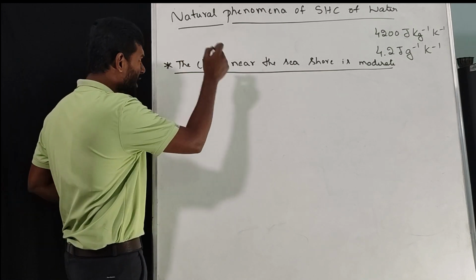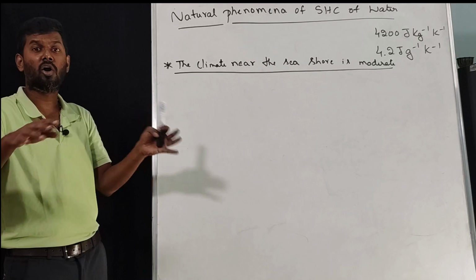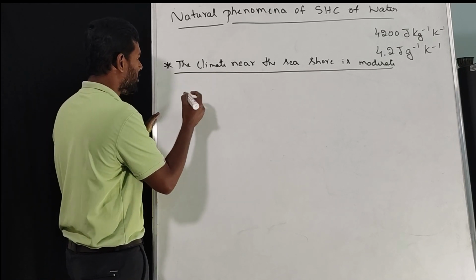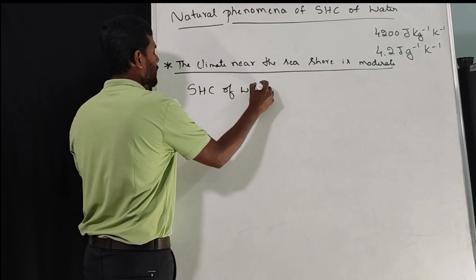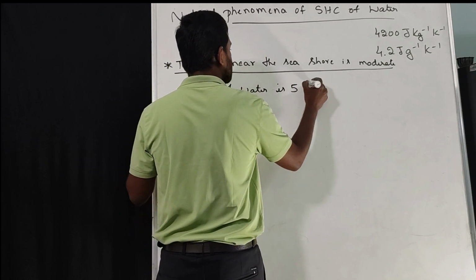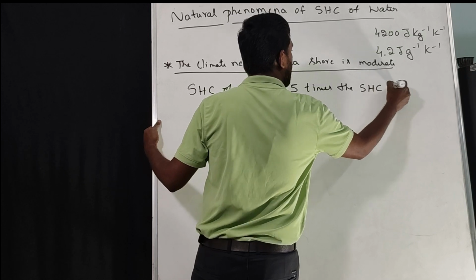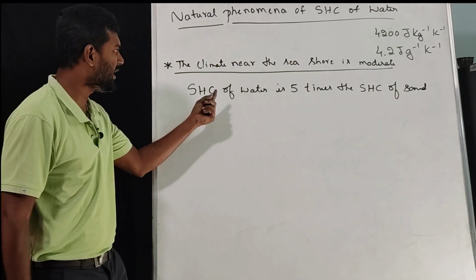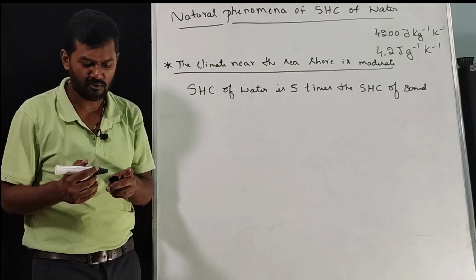Listen, the climate near the seashore is always moderate. Why is it not too cold or too hot? It is completely moderate. Why? Because first thing you need to know is that the specific heat capacity of water is 5 times the specific heat capacity of sand. This you should know.